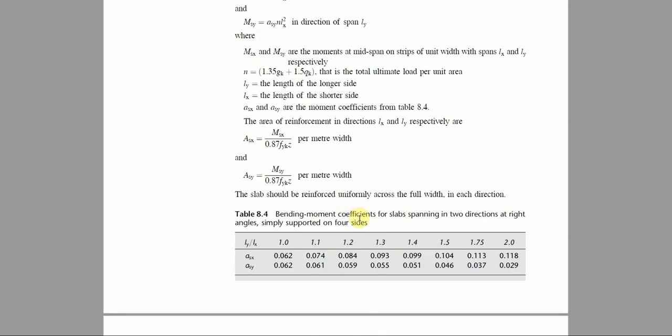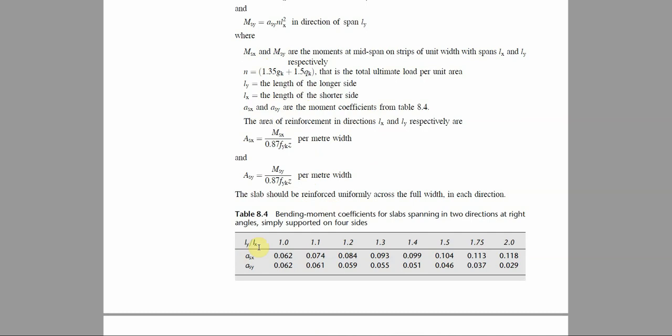Now the moment is equal to alpha sx n Lx squared, and similarly for the moment along the y axis. What we have is moment along the x axis and moment along the y axis, and we are going to do calculation for each one, unlike the one-way slab where we just use the distribution bar based on percentage.